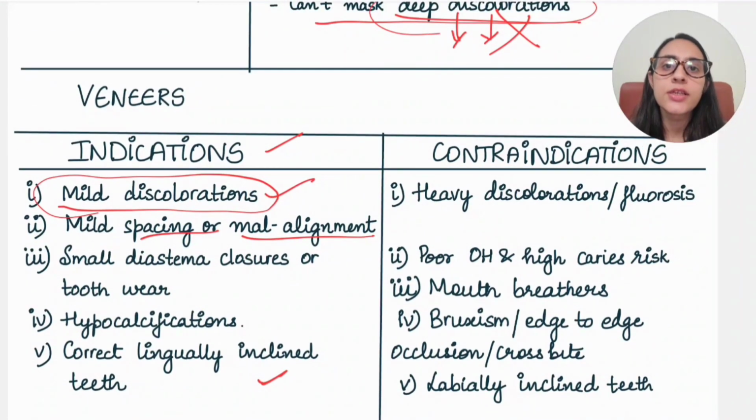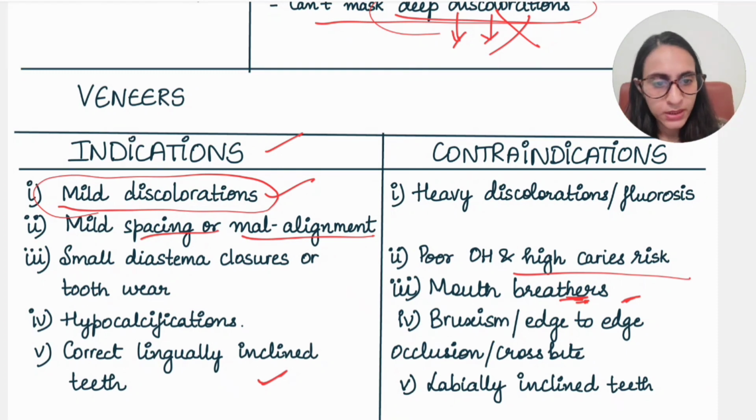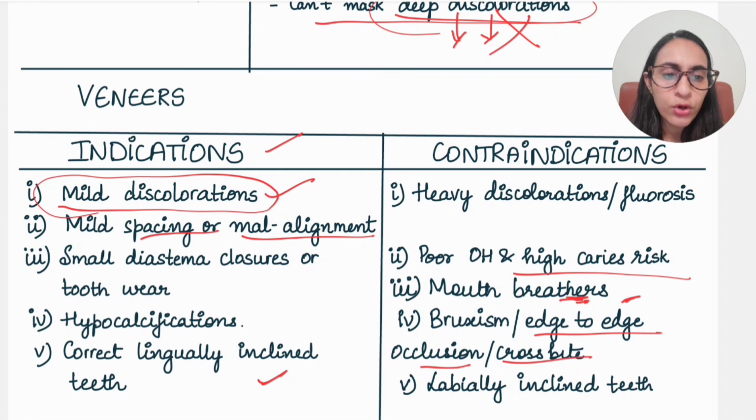The contraindication, the situation wherein you cannot use the veneers, is heavy discoloration or fluorosis. It will resist the etching process also. So with poor oral hygiene and high caries risk, we cannot use veneers. In case of a mouth breather, they have constant wetting and drying of the labial surface. So stresses come on the veneer and they are more susceptible to caries. That is why we do not use veneers in case of a mouth breather. Bruxism, edge-to-edge occlusion or crossbite, because there will be excessive forces coming on the stress point. So that is why we do not use them.